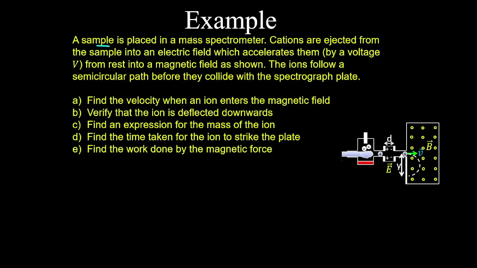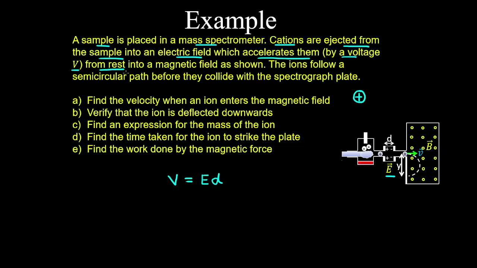A sample is placed in a mass spectrometer. And you'll come across mass spectrometers in chemistry, for example. Now cations, being positively charged ions, or you can visualize them as positive charges, are ejected from the sample into an electric field as shown. And the electric field accelerates these ions by a voltage V. So we can write the voltage between two charged plates as the strength of the electric field by the distance between the plates.